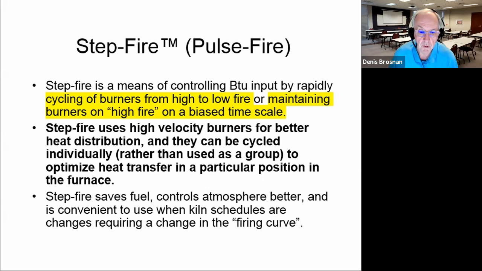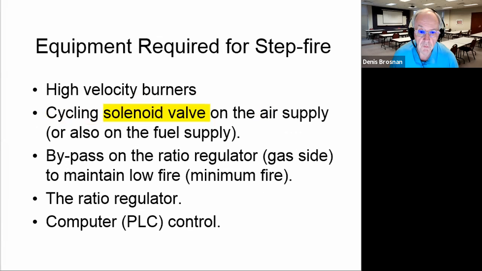So high velocity burners are required. We get better distribution of heat and better atmosphere control by using these burners. So you can walk by a kiln, and if you hear click, click, click, click, click, then you've got solenoid valves operating in the control system, and you know that you have a step fire system.